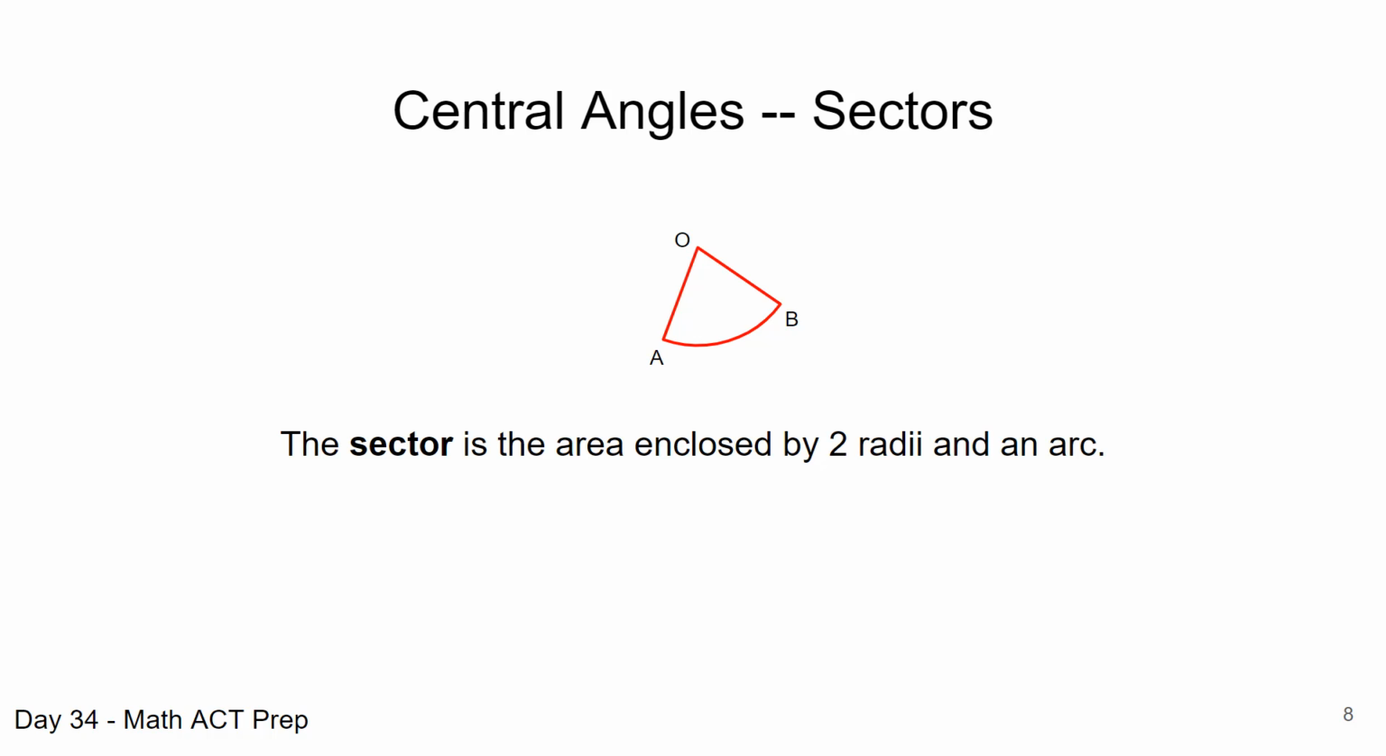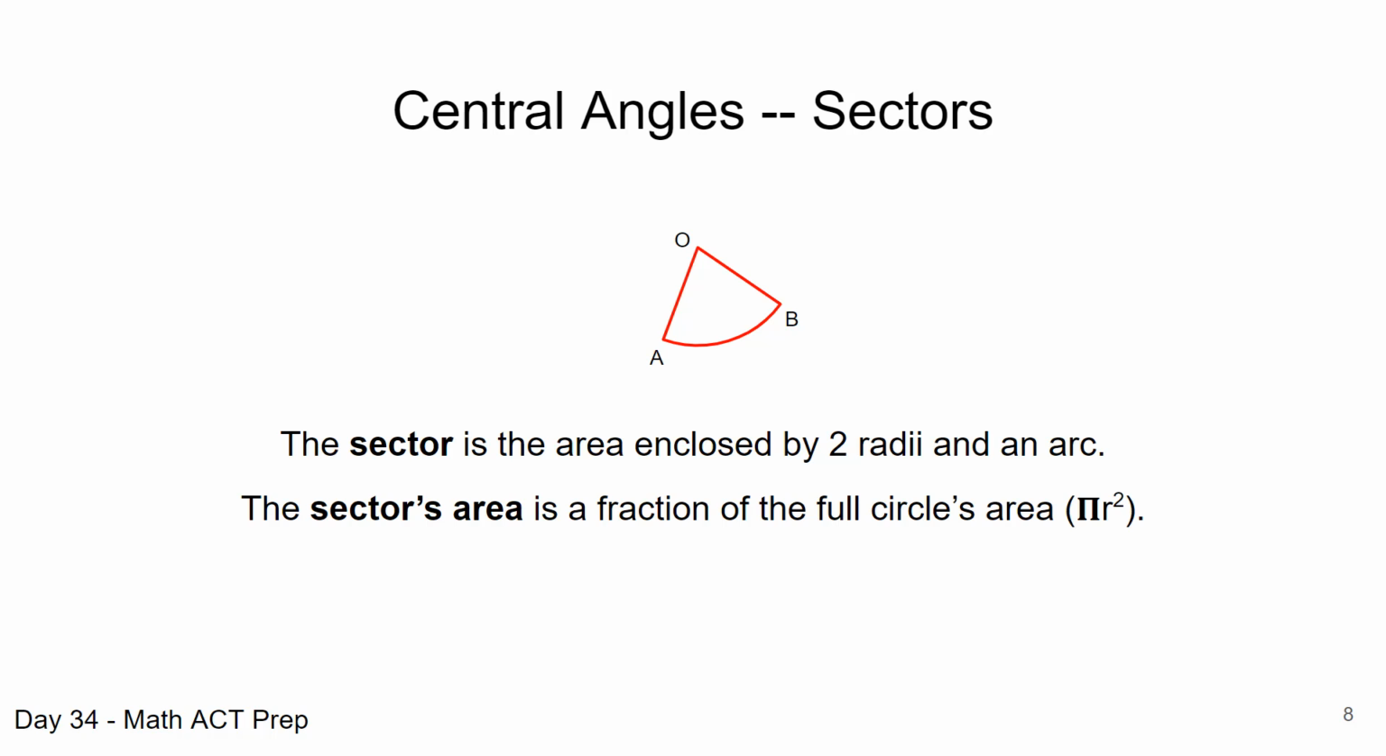So the sector is the area enclosed by the two radii and an arc. Like I said, a lot of times we may say a pie piece. When we're talking about sector here, we're talking more about area as opposed to the arc length, when we were talking about circumference. For the sector's area, we're going to take a fraction of the full circle's area. Remember, the circle's area is pi r squared, and we'll just take a proportion of that.